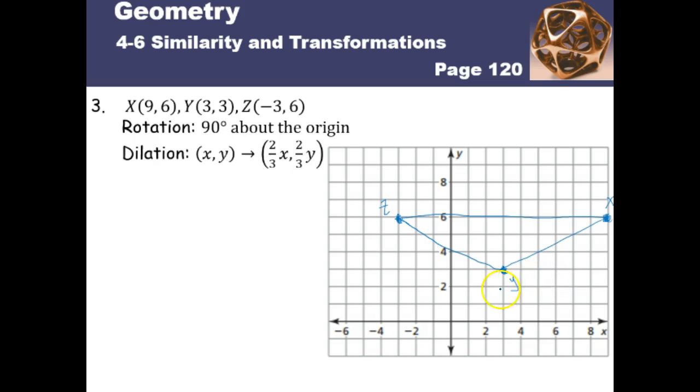Alright, so now I'm going to rotate 90 about the origin, so let me get another color pen, and I'm going to write the rule for 90 degrees. It doesn't say clockwise or counterclockwise, but it's positive, so remember positive is counterclockwise. So we're going 90 degrees counterclockwise. So the rule is (a, b) gets mapped to (negative b, a).